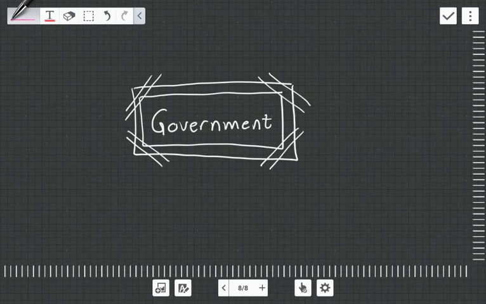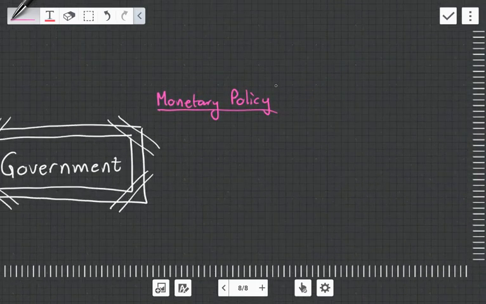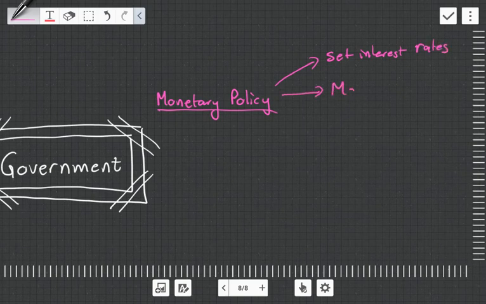Okay, government policies. What are the main types of government policies? We've spoken a lot about monetary policy in one of the earlier videos. This is probably, I think, the best way for the government to handle the economy. Monetary policy is where you set interest rates and basically anything to do with the money supply. So printing money, buying securities, selling securities, all that kind of stuff falls under the money supply.